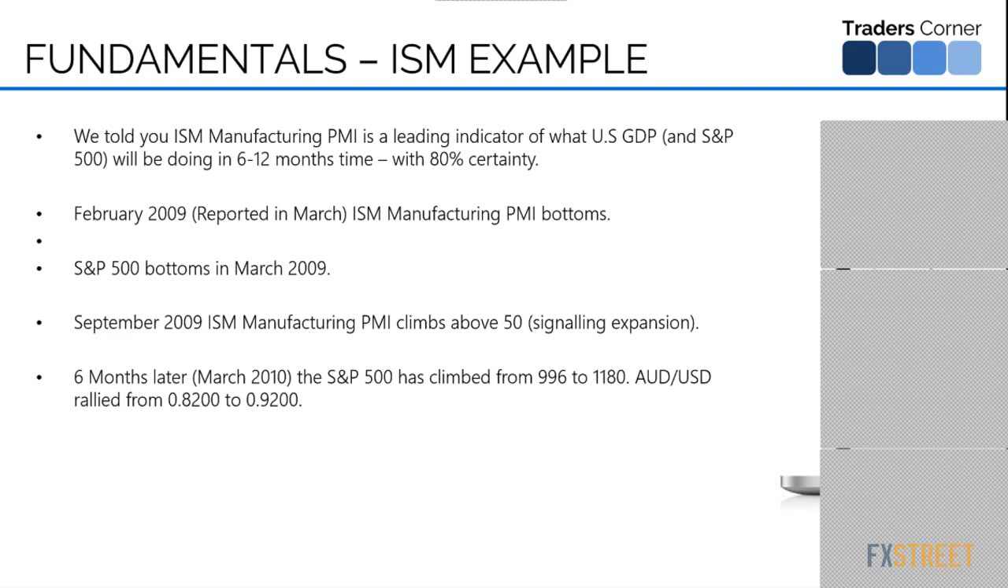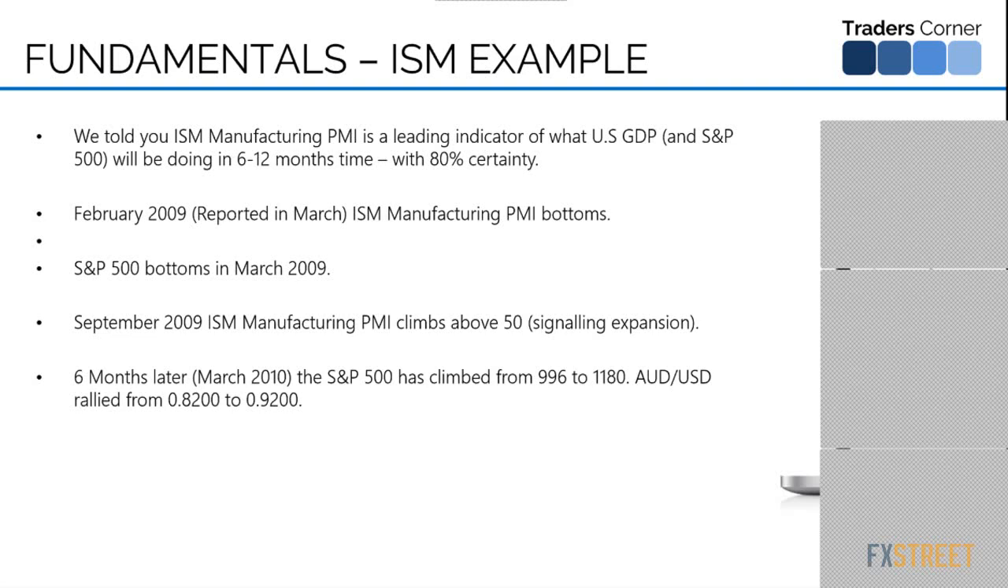All right, so we told you that the ISM manufacturing PMI is a leading indicator of what US GDP and hence the S&P 500 will be doing in the next 6 to 12 months' time. And that is with an 80% certainty. Basically, over the last 50 years, there have been studies done where the ISM can predict it with 80% certainty. So if the ISM predicts it's going to be up in 6 to 12 months' time, it will be up. Right, and then hence global growth currencies will also be up.